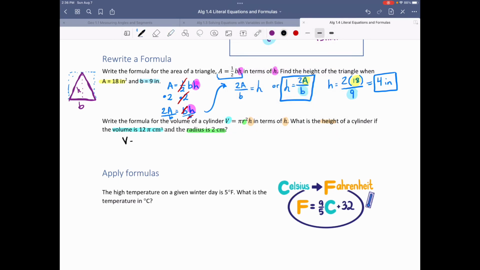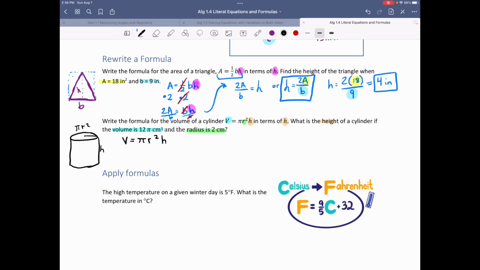V equals pi r squared h. This is the volume for a cylinder. So here's a cylinder, and we have a radius here. And the circle is the pi r squared. That gives us the area of the circle. And then to find the volume, we have to multiply by the height. Okay?